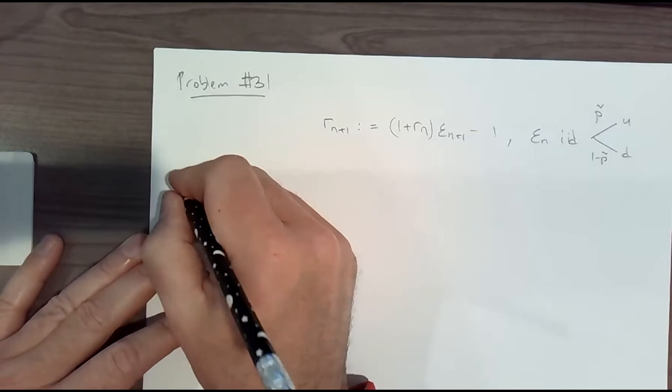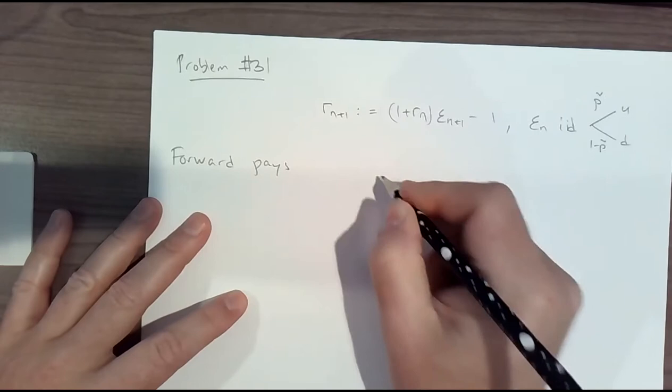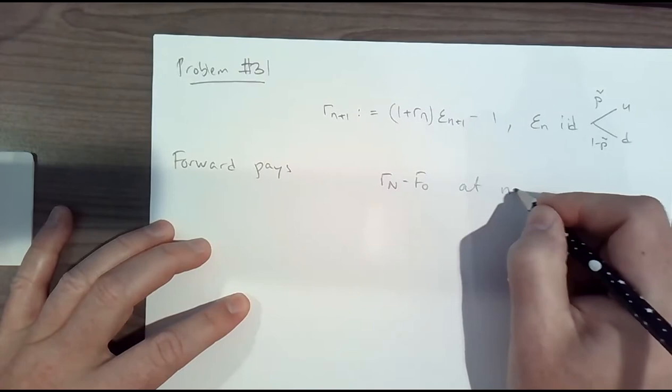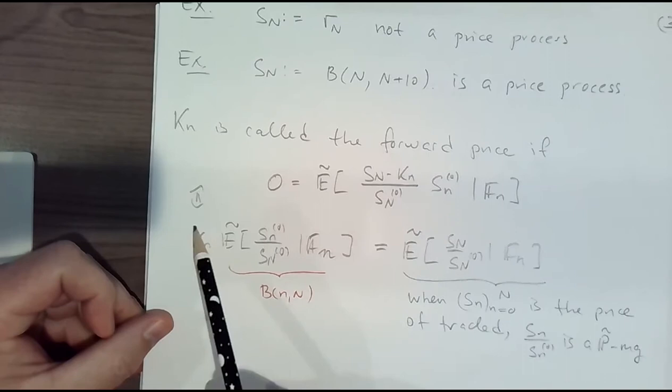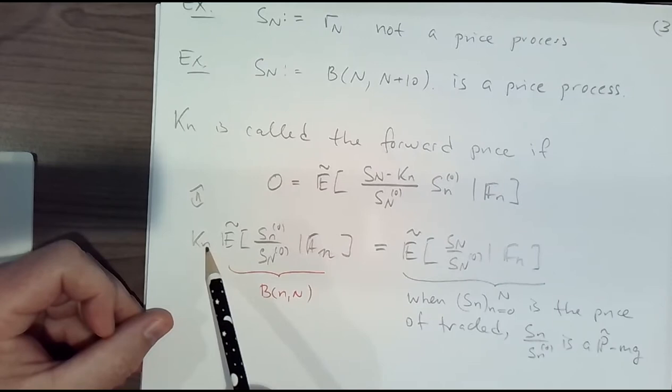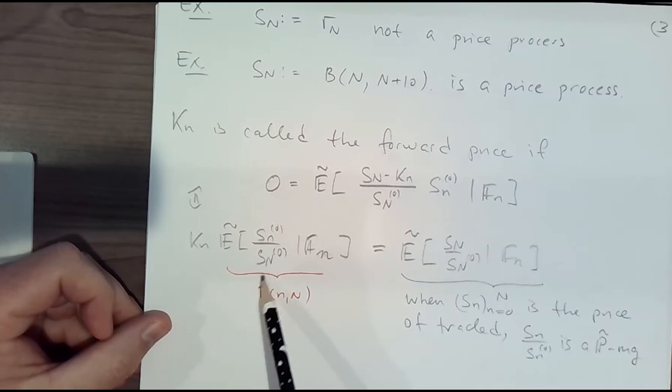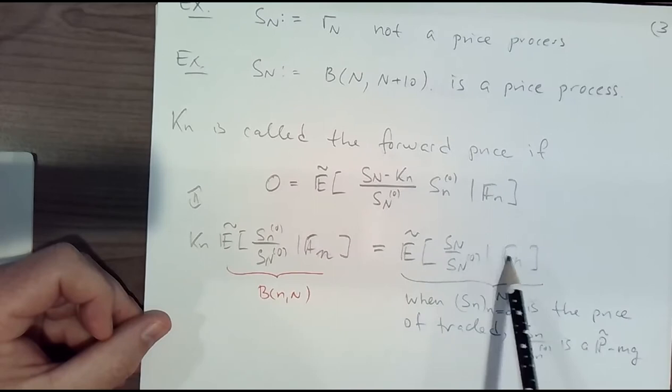So the forward pays Rn minus F0 at the end. And the fair forward price is the one we have here. So now we're going to use everything here with zeros. So K0, that's my F0 in the problem. Here we're going to get a one, then downstairs you're going to have the zero coupon bond B0N. And then on the right-hand side, this is where the trouble is. This is that ratio we have to calculate.